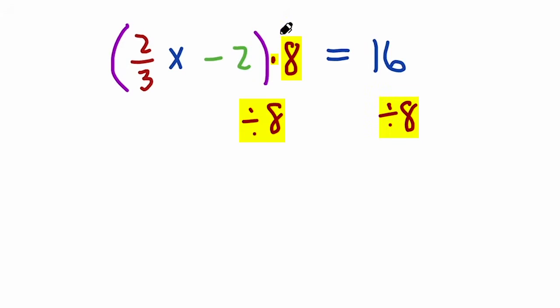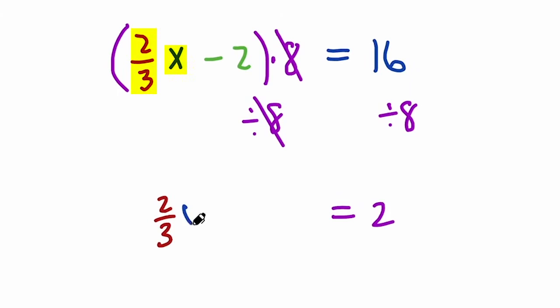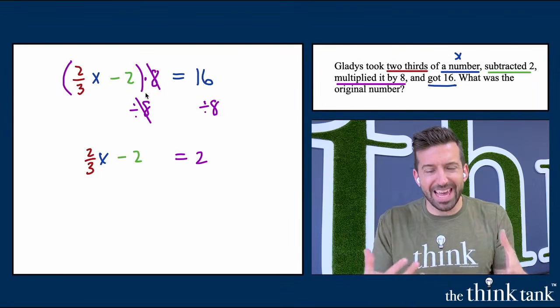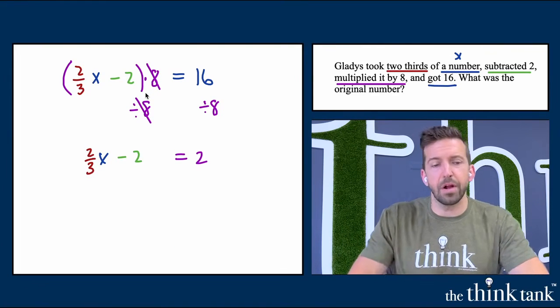So if I divide by 8, the times 8 and the divided by 8 go away. So it's gone on the left side. That was a good move. And on the right side, I've got 16 divided by 8. Well, that's 2. Okay, so let's rewrite what we have now. I'll go back to my colors so we can still think about this one step at a time. We've got 2/3 of X minus 2, and that's equal to 2. So we peeled away that 8. We got rid of that purple step of the problem here.